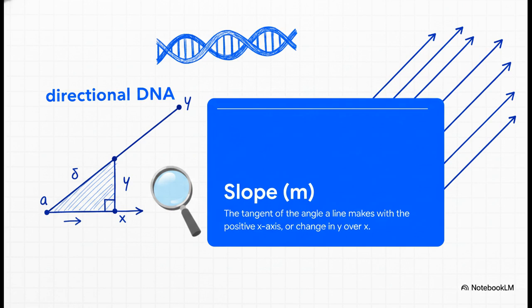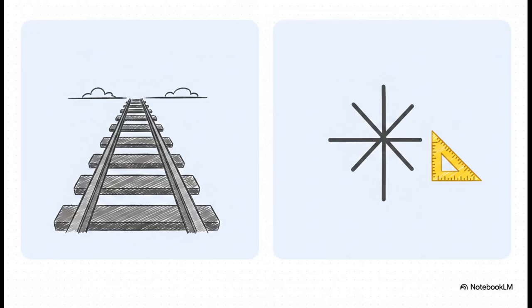It's calculated as the tangent of the angle the line makes with the positive x-axis, or, a bit more practically for us, it's simply the ratio of the change in the y-coordinates to the change in the x-coordinates between any 2 points on that line. And what's so cool here is how this elegant logic defines exactly how lines interact with one another. Take a look at this.